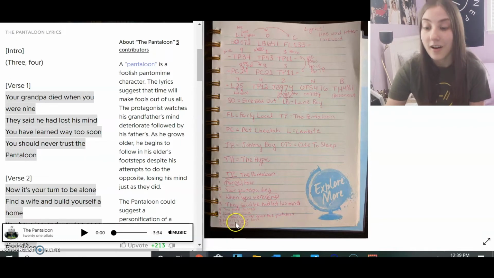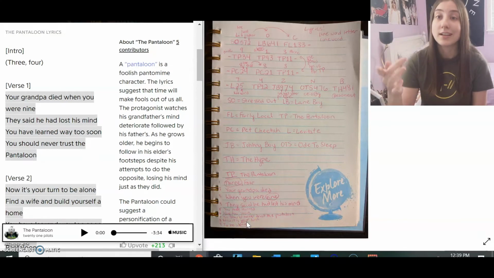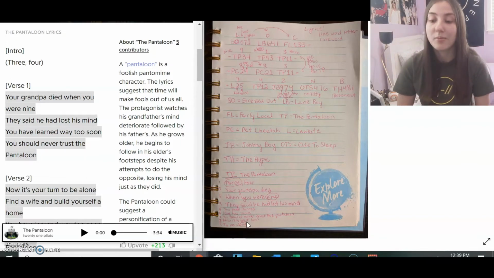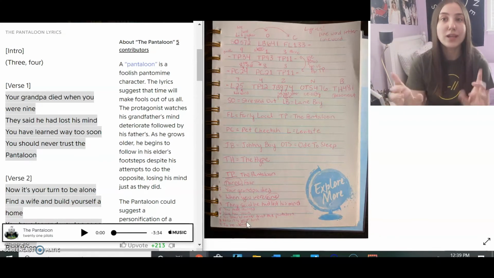And then if we continue that again, it would be "now it's your turn." Next line, "to be alone." And then the next part would be "find a wife and build yourself a home." But we don't need that part because the code doesn't go like this. This puzzle doesn't need that much, so I just wrote out what we need. But hopefully that makes sense.